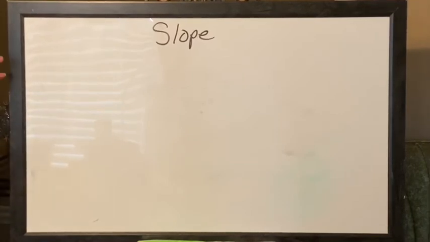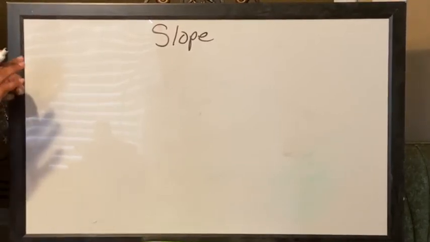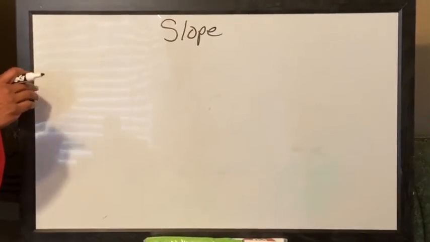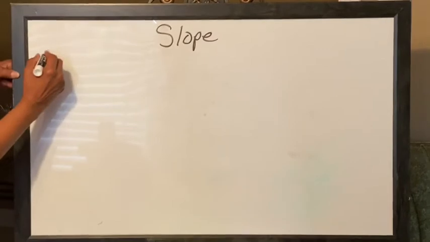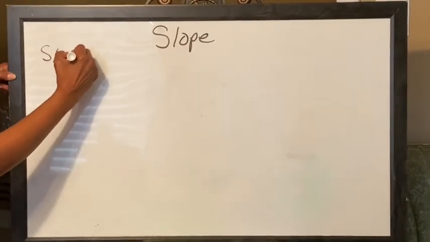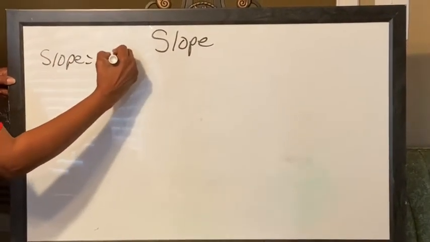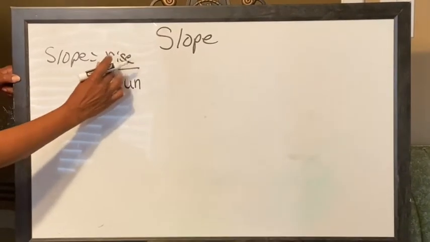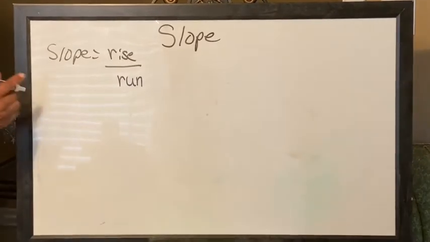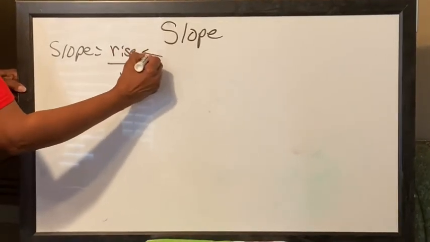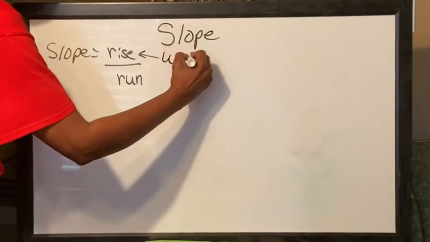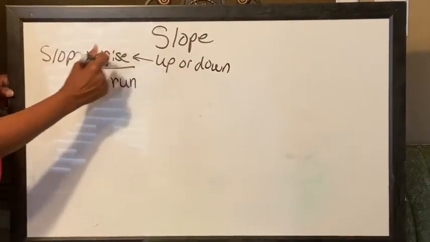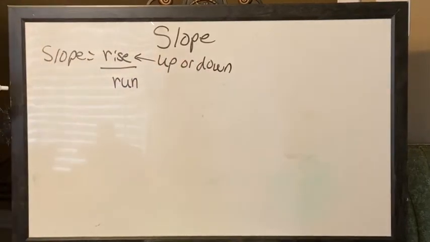The first thing I'm going to do is show you how to find the slope of a line when the line is given to you already. So we will refer to slope as slope is equal to rise over run. That's rise divided by run. Your rise always moves up or down. When you go up, that's positive. When you come down, that's negative.